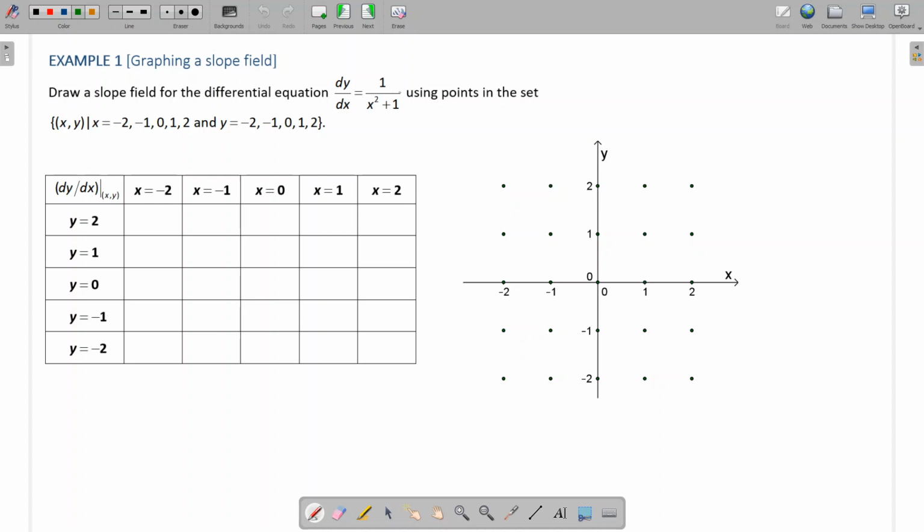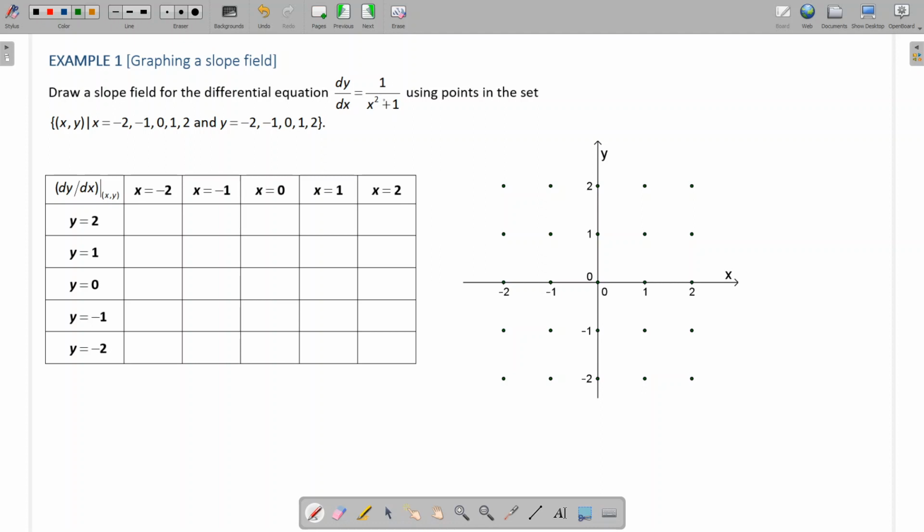Okay, so what we need to do is we've got a differential equation here, dy/dx equals 1 over x squared plus 1. So we just have to take the different lattice points, and these would just be predetermined. You'll be told how many different lattice points to make here, and you plug the coordinates for those points into this expression. So the first point is really the point (-2, 2). It's referring to this point right here. So we want to take those coordinates and plug them into this expression.